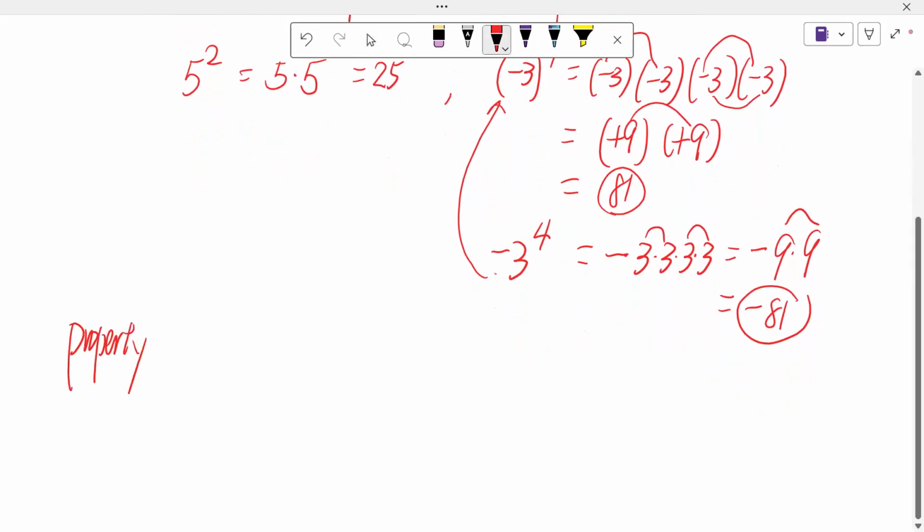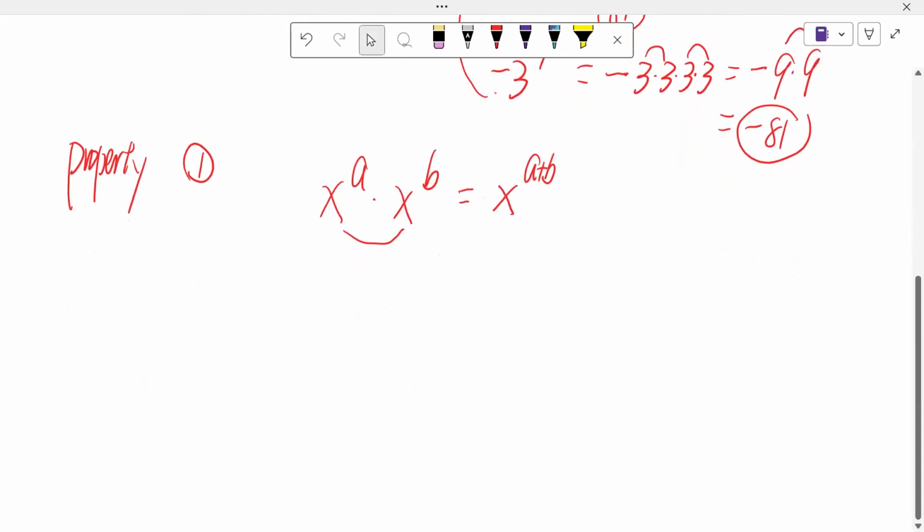Now let's talk about the properties with respect to polynomials. Property number one: if you multiply two exponents with the same base, that's x to the a times x to the b. Notice the same base, this is very important. You keep the base and add the exponents. So x to the a times x to the b equals x to the a plus b.